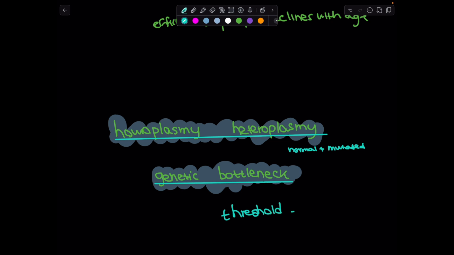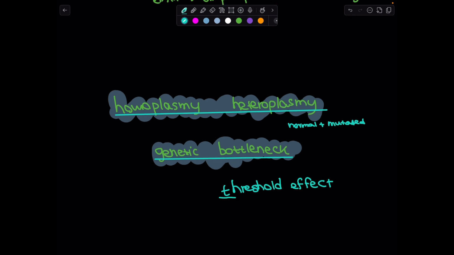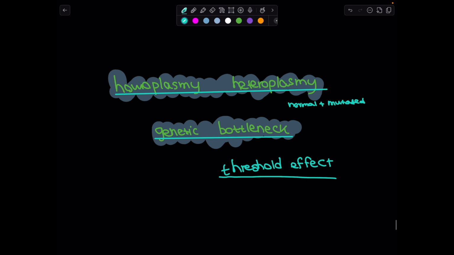The term genetic bottleneck describes how only a small, random subset of a mother's mitochondrial DNA, mtDNA, is passed to her egg during oocyte development, like squeezing a large population through a narrow neck, limiting which mtDNA variants reach the next generation. This random sampling can amplify or reduce mutant mtDNA, leading to homoplasmy, all normal or all mutant, or heteroplasmy, a mix of both. The threshold effect.